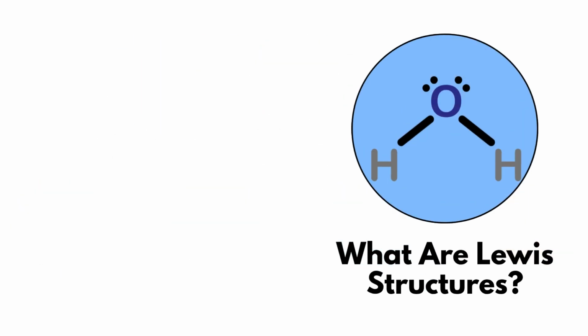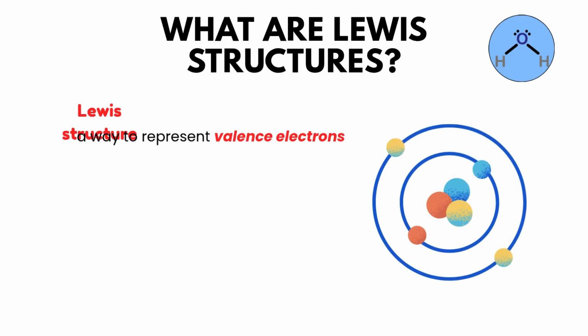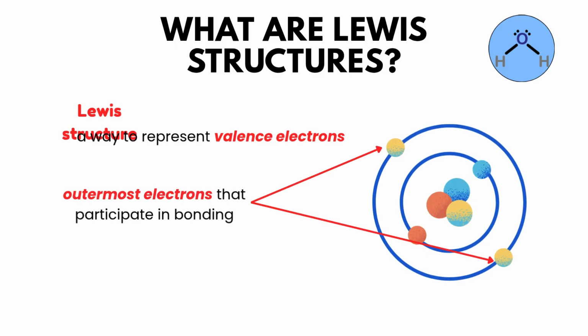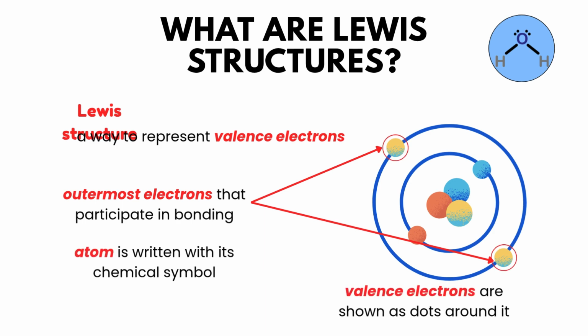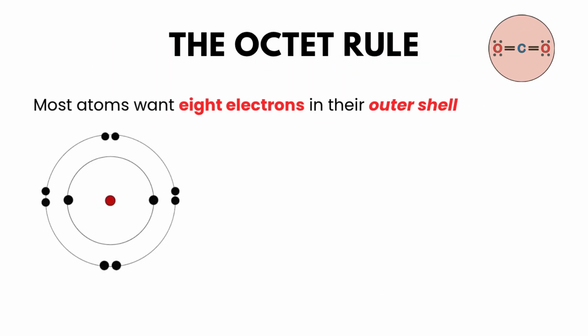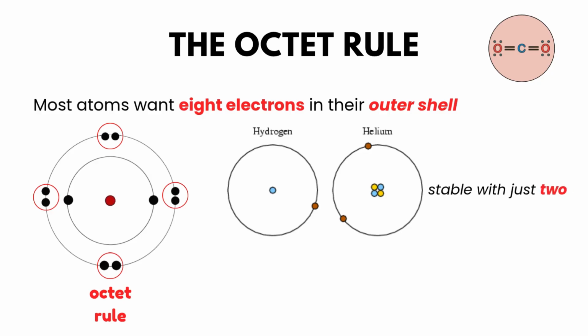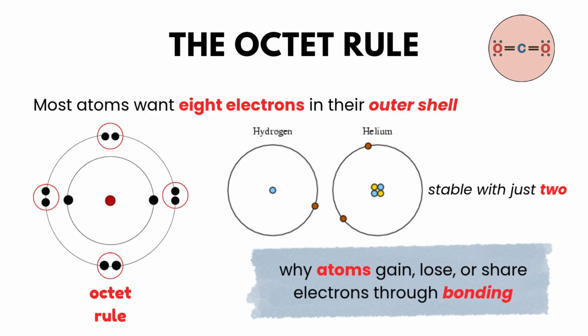What are Lewis structures? A Lewis structure is just a way to represent valence electrons, the outermost electrons that participate in bonding. Each atom is written with its chemical symbol, and valence electrons are shown as dots around it. The octet rule. Most atoms want 8 electrons in their outer shell. That's the octet rule. Hydrogen and helium are the exceptions. They're stable with just 2. On the MCAT, this rule explains why atoms gain, lose, or share electrons through bonding.